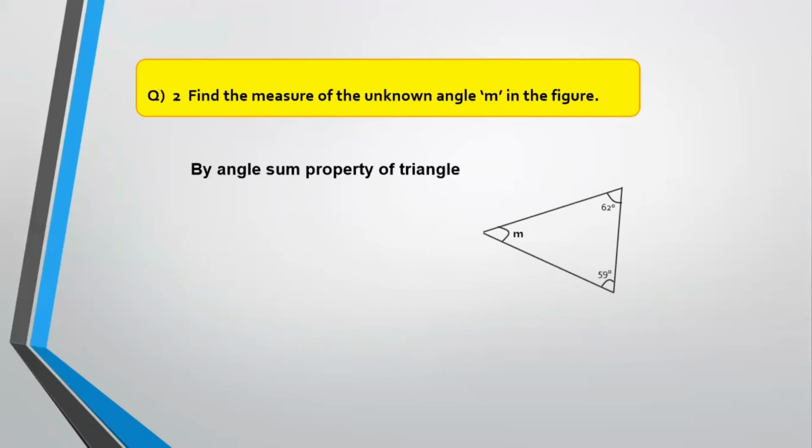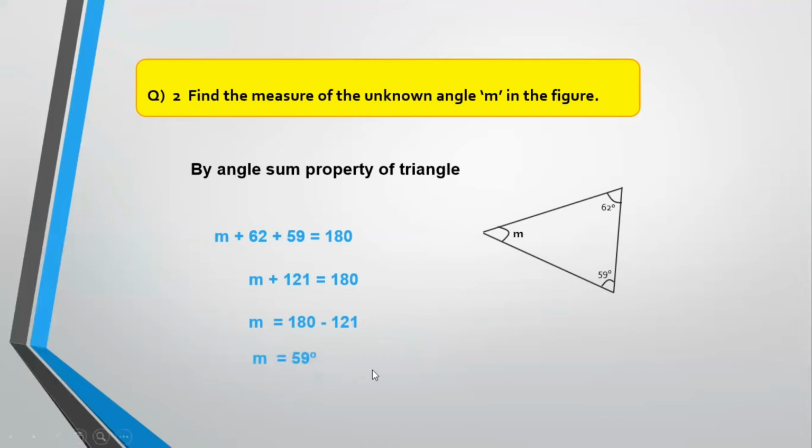Again, by angle sum property of a triangle, the sum of three angles of a triangle is 180. That is how you get M plus 62 plus 59 is 180. 62 plus 59 is 121. 121 moves here, you'll have to subtract. So M is equal to 180 minus 121. So this is how you get M as 59 degrees.